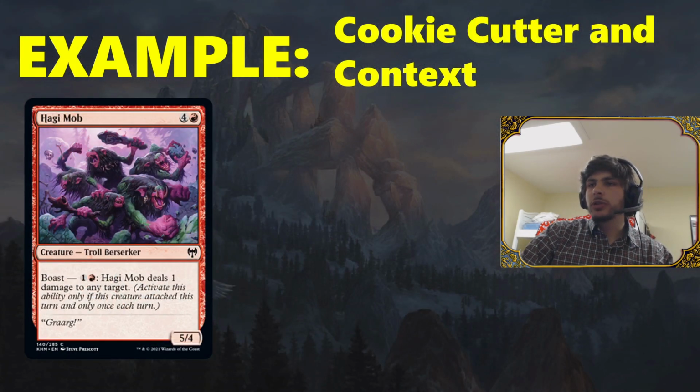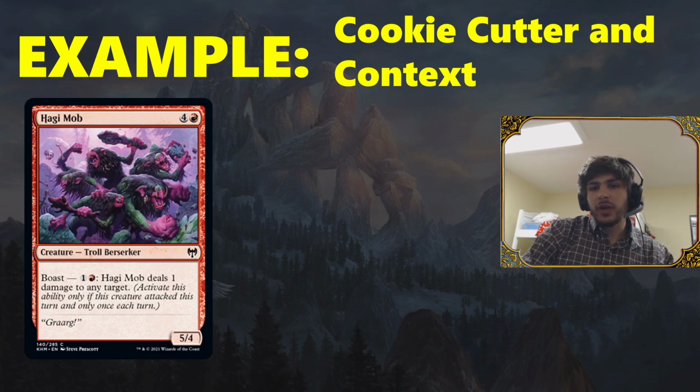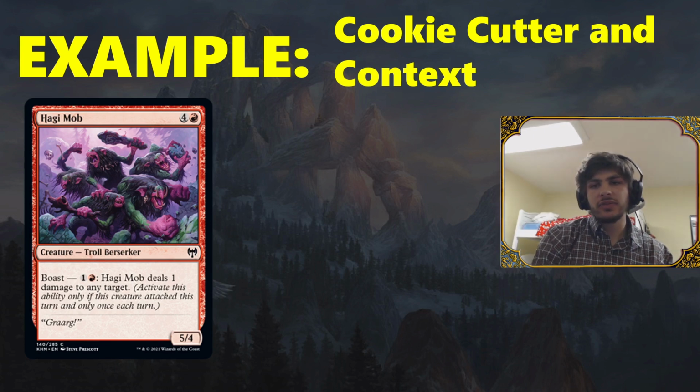Moving on, instead of comparison and context, we're going to be looking at cookie cutter and context, because we're looking at cards that are a little bit more unique. So we're looking here at Hagi Mob. I don't really know how to pronounce the card yet, so I'm going to go with Hagi Mob, which is 4 and a red for a 5/4 with the new mechanic Boast, which means when it attacks, you can activate this ability only if this creature attacked this turn and only once each turn. So you can pay 1 and a red to deal 1 damage to any target.